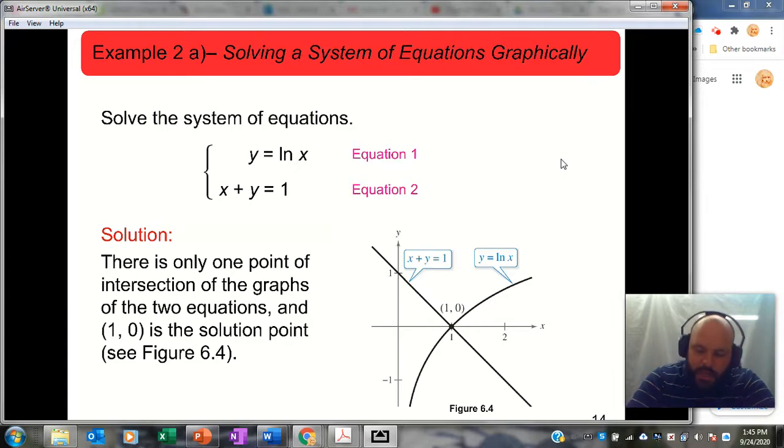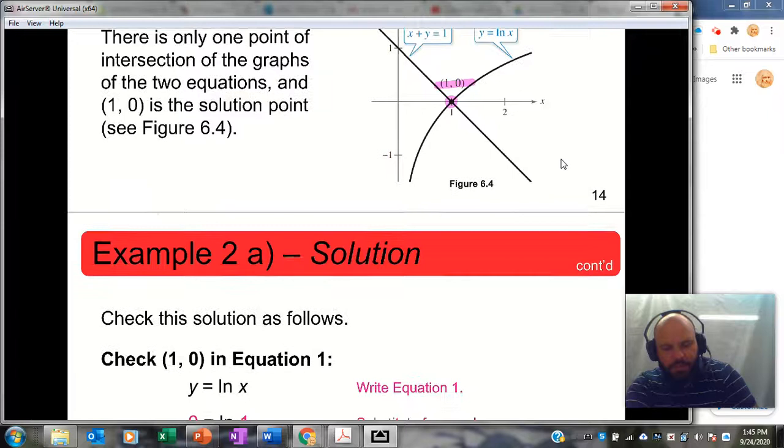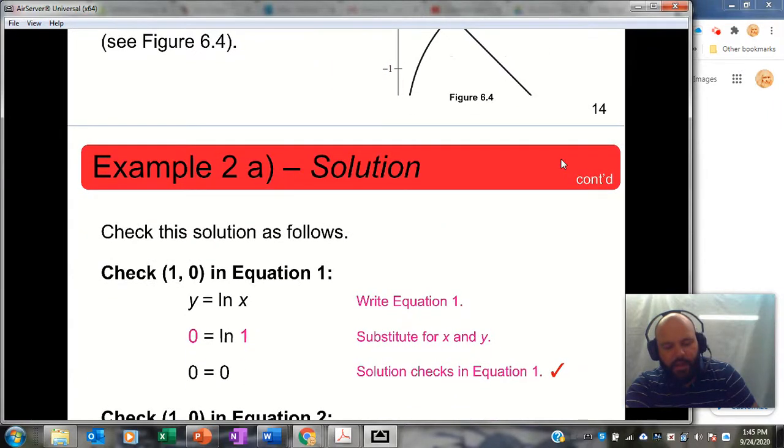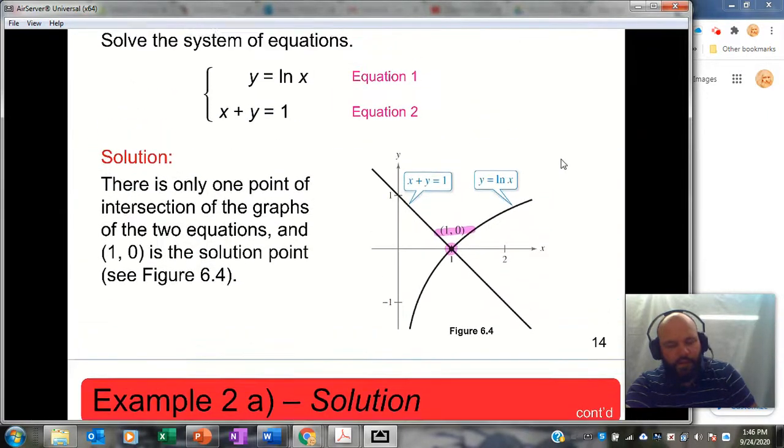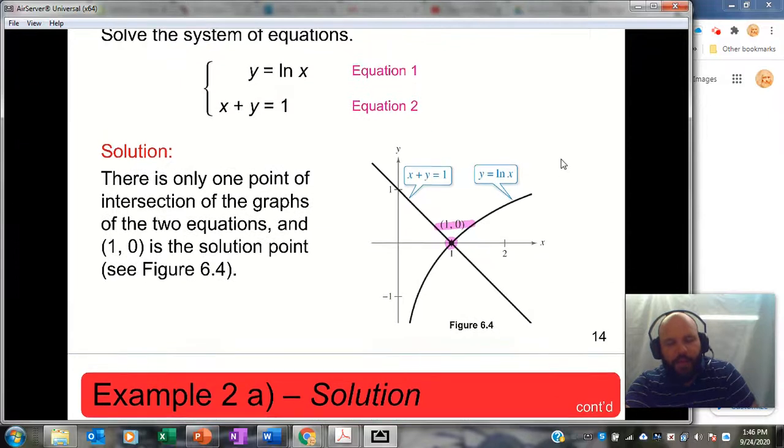But what I want you to see here is where these two things intersect. They intersect right here at the point (1, 0). And so that point (1, 0) is the solution to both of those equations. So that was a little harder one just because of the natural log being a function that you are not familiar with graphing yet.